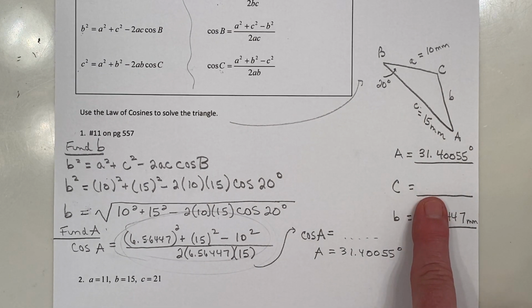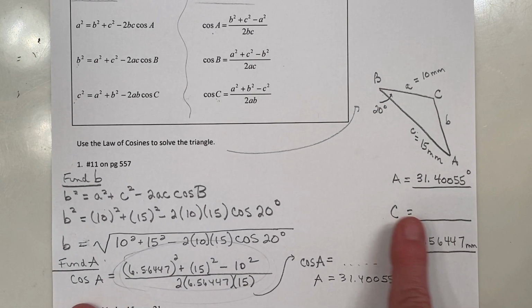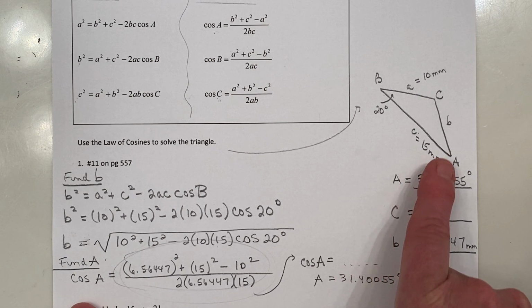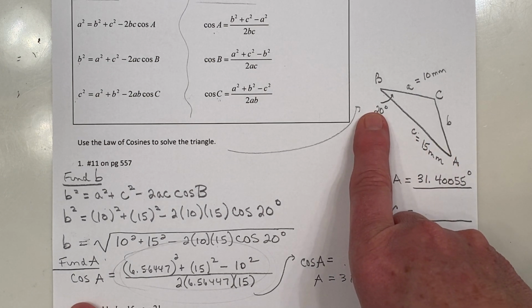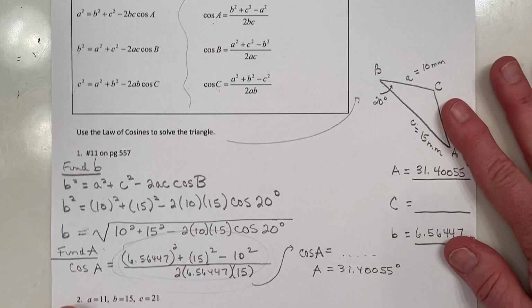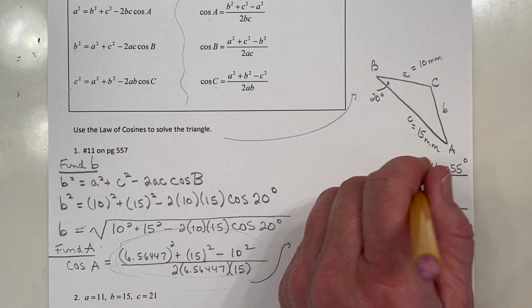Now to find angle C, just add angle A, what we found, to angle B, and then subtract from 180 degrees. So 180 minus the sum of A and B.